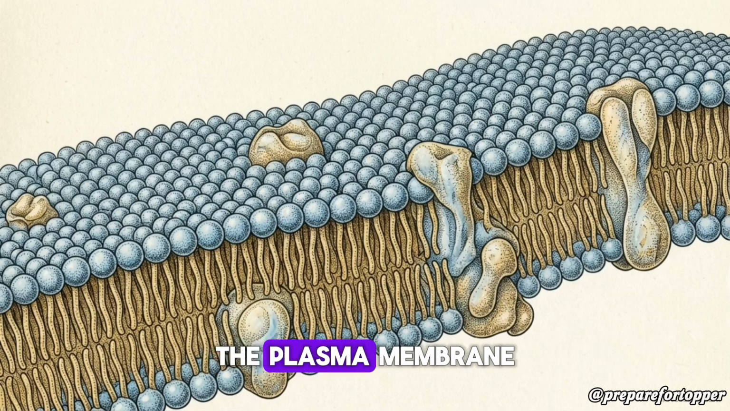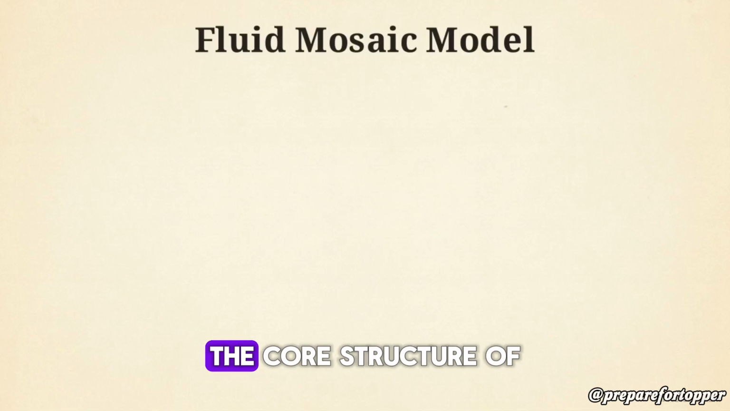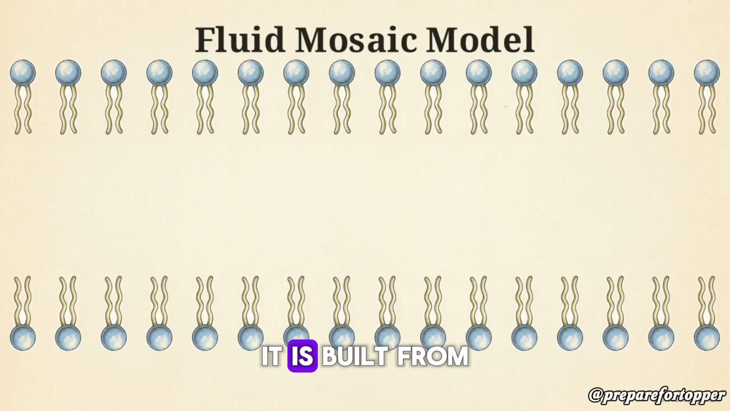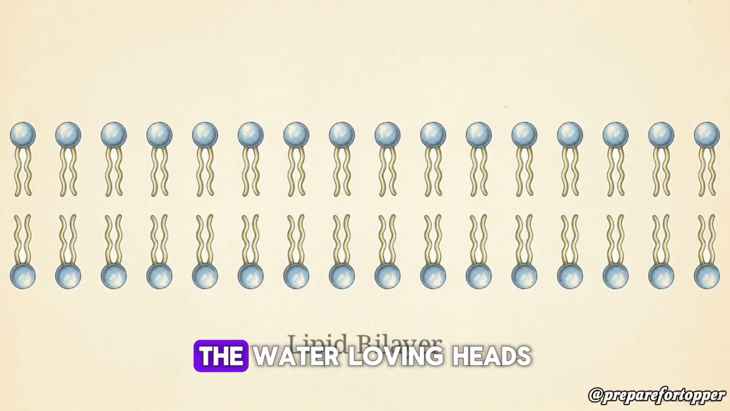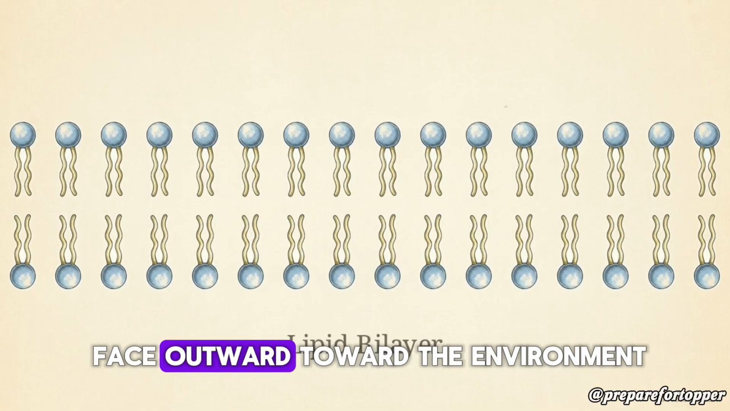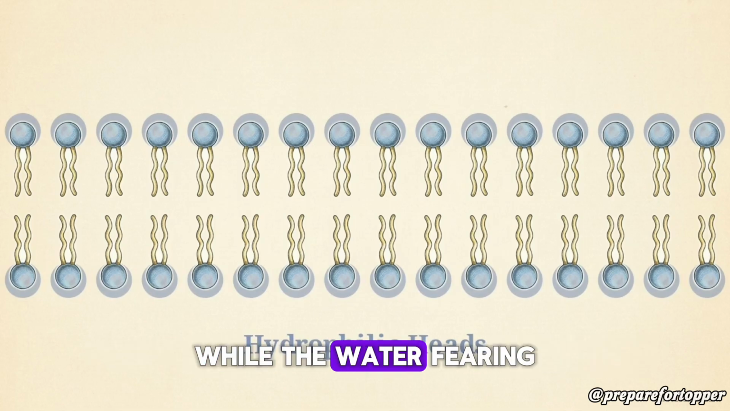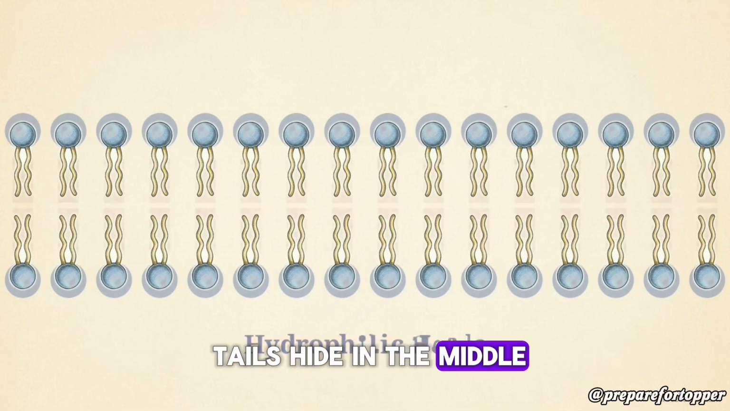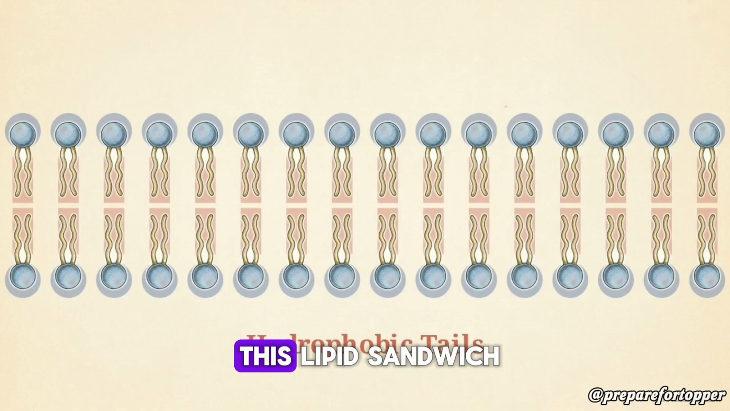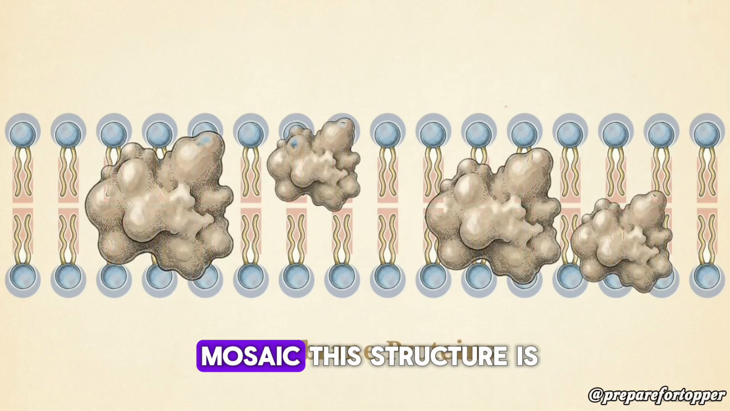But every living cell, regardless of whether it has a stiff outer wall, relies on a much more sophisticated inner boundary: the plasma membrane. This diagram illustrates the fluid mosaic model, the core structure of the membrane. It is built from a double layer of lipids. The water-loving heads face outward toward the environment, while the water-fearing tails hide in the middle. Proteins are wedged throughout this lipid sandwich, like tiles in a mosaic.